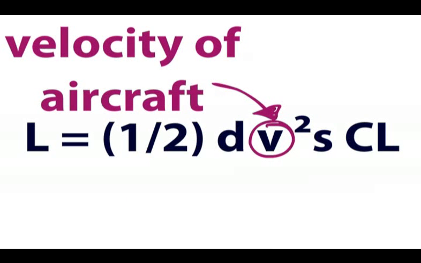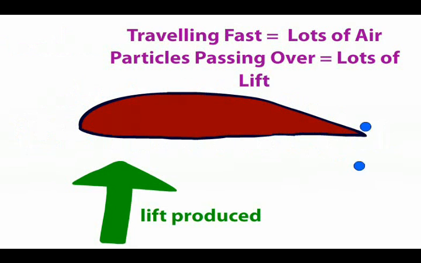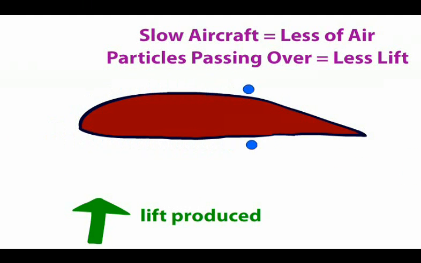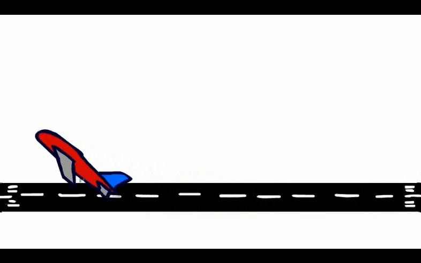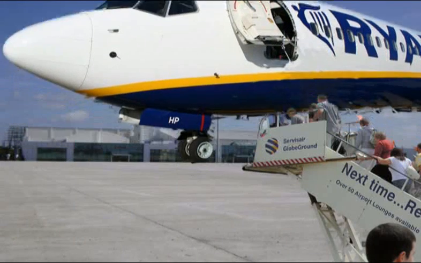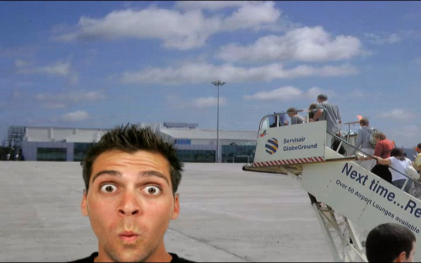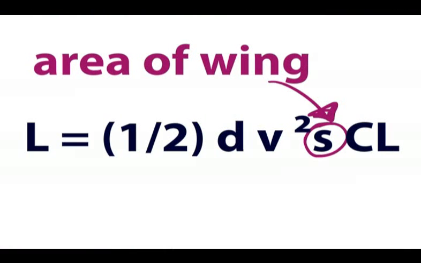This, V, stands for the velocity of the aircraft. Here, you can see we are traveling quickly, and lots of air particles are traveling over the wing in 1 second. Just as before, more air particles passing over a wing means more lift is created. When we go slower, as we are here, less particles are traveling over the wing, meaning less lift is generated. This is why aircraft have to run down the runway quickly to get lift, and can't take off while the passengers are still boarding.